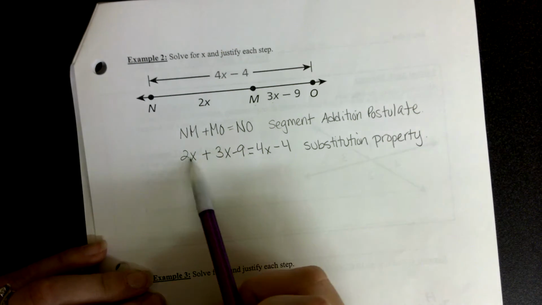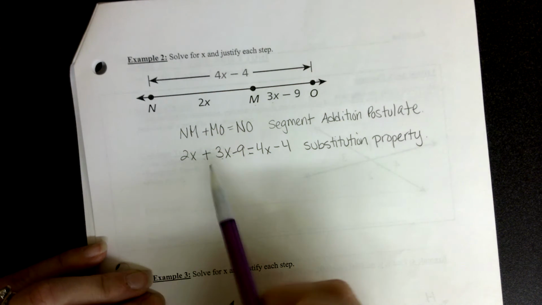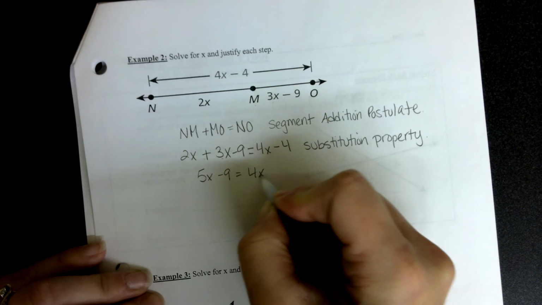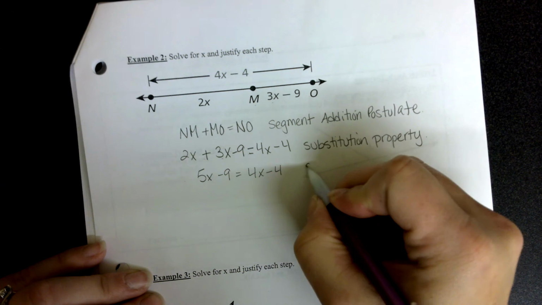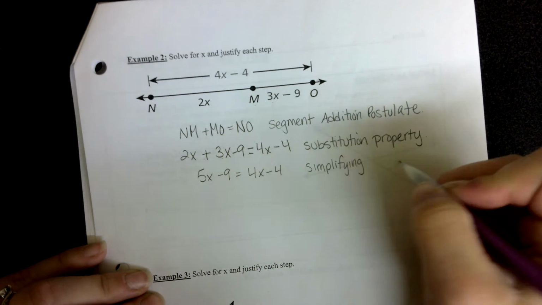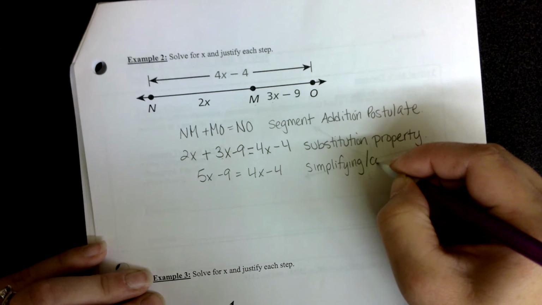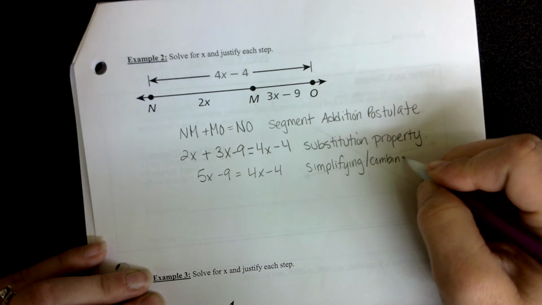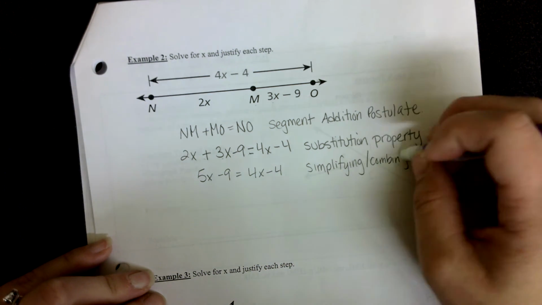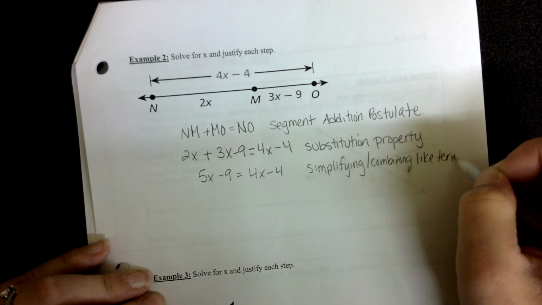Now, right here we have 2x plus 3x minus 9 on this side of the equation. So we're going to combine like terms here. So that's 5x minus 9 equals 4x minus 4. So that would be called simplifying, or combining like terms.